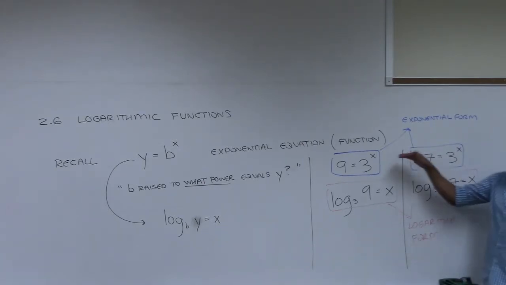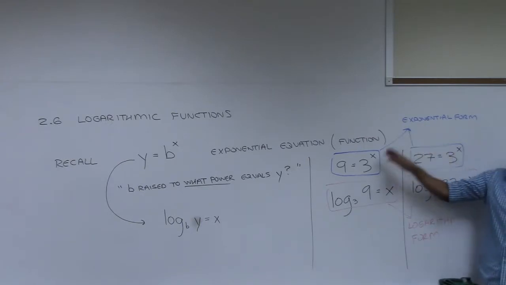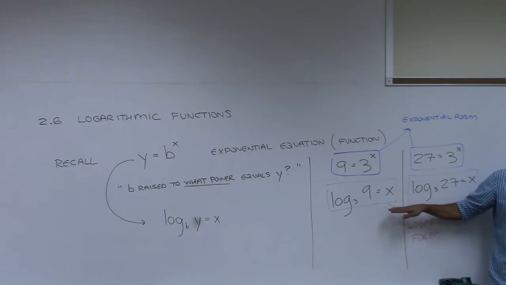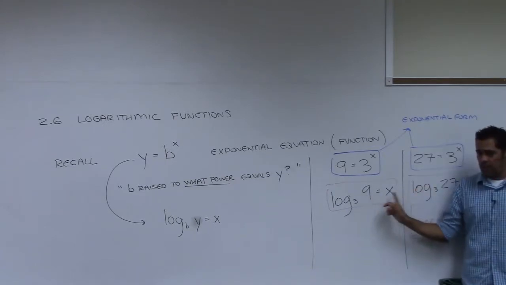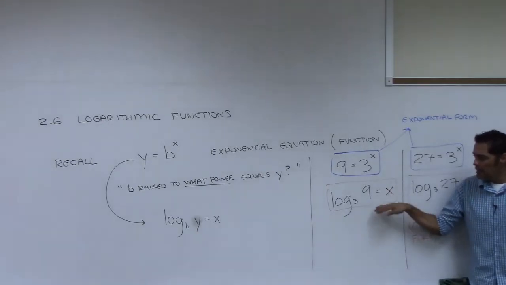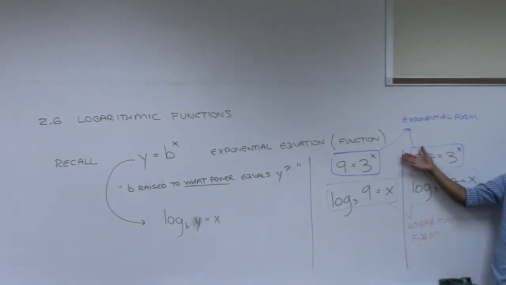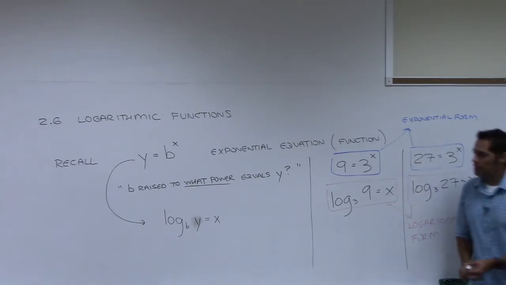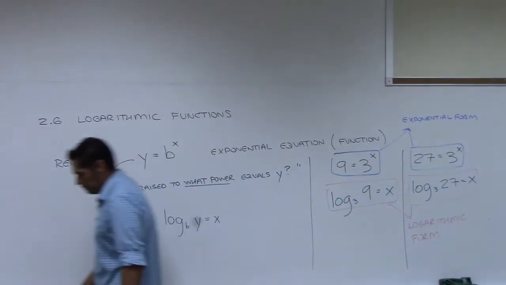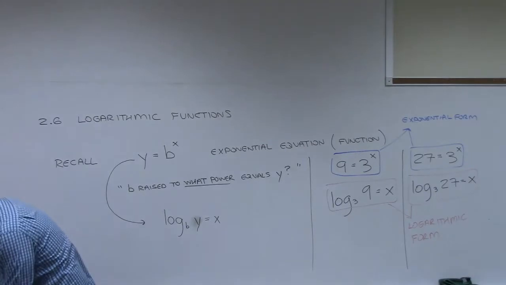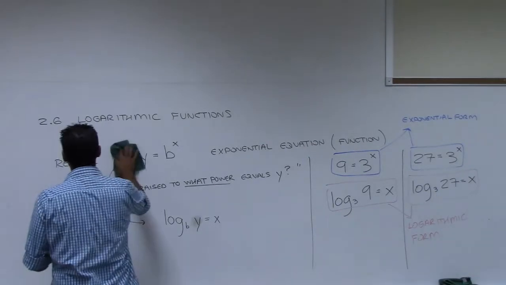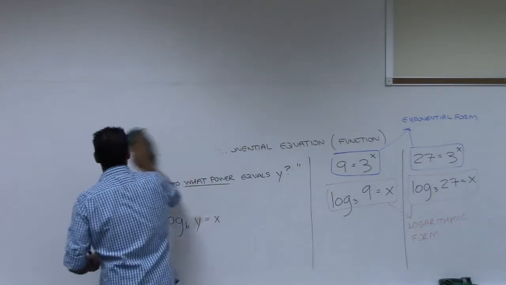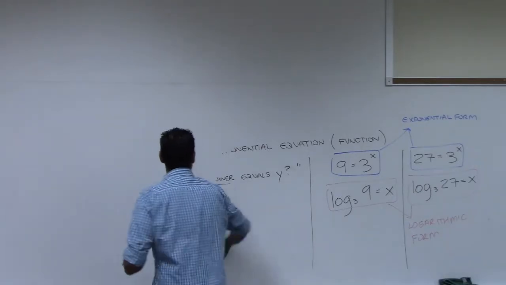So if somebody gives you an exponential equation, you should be able to convert it to its logarithmic form, and vice versa. If someone gives you a logarithmic equation, notice this is still an equation, then you should be able to write it back in its exponential form, back and forth. So let's practice converting from one form to the other.